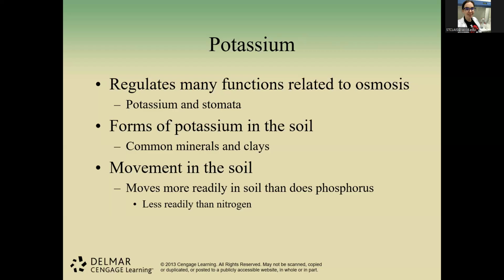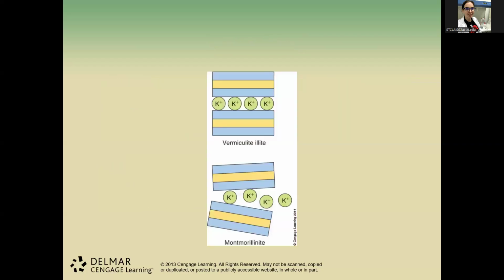Common minerals and clays have potassium. The potassium has a positive charge. It's part of feldspar and mica, and these things can easily be taken up by plant roots. It does leach more readily than phosphorus. If we think about potassium salts, they are very soluble. However, they're not going to leach as readily as nitrogen does.